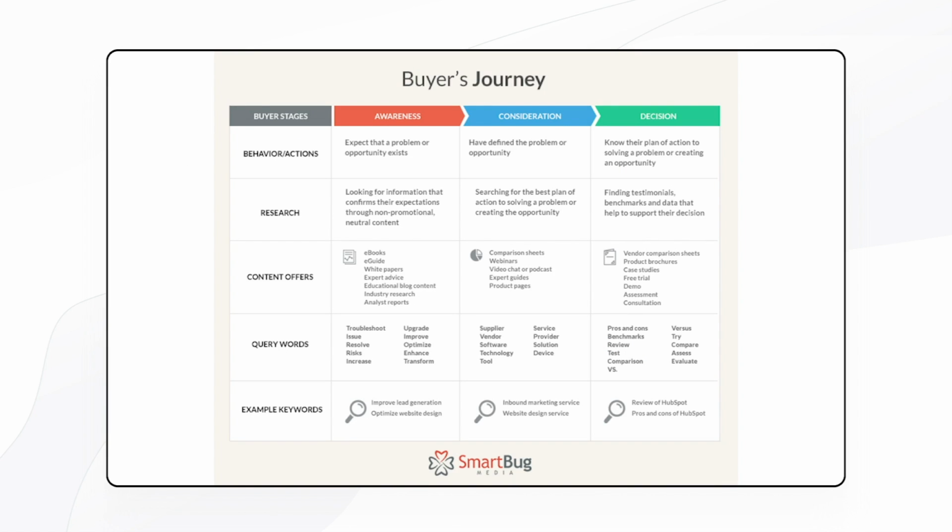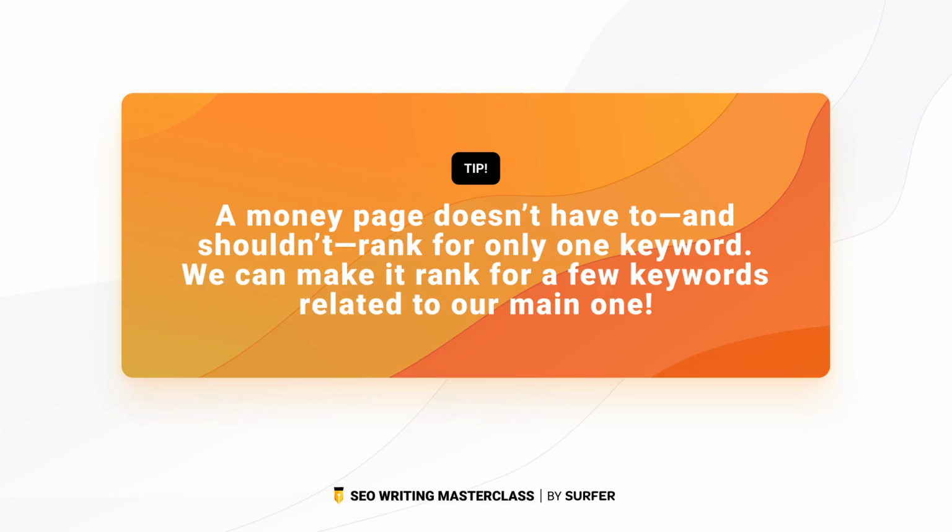It should include links to our surrounding pages in case someone wants more specific information on a given topic, and to tighten the web of internal linking that we want to weave. Why do I call it the money page? It's because this is the one that earns the most money for us and makes all the SEO efforts worth it. What's more, a money page doesn't have to and shouldn't rank for only one keyword. We can make it rank for hundreds of keywords related to our main one.